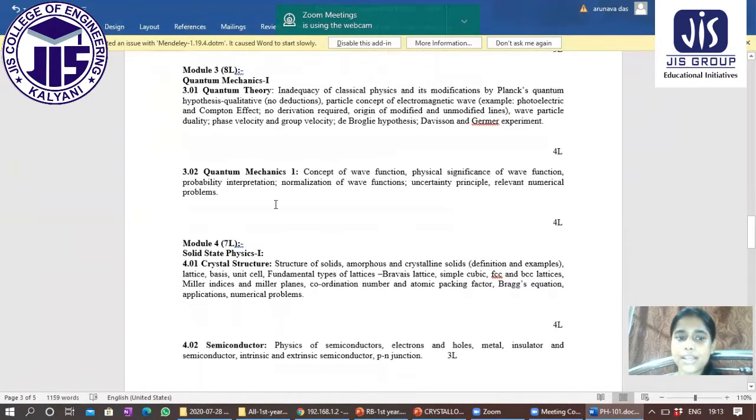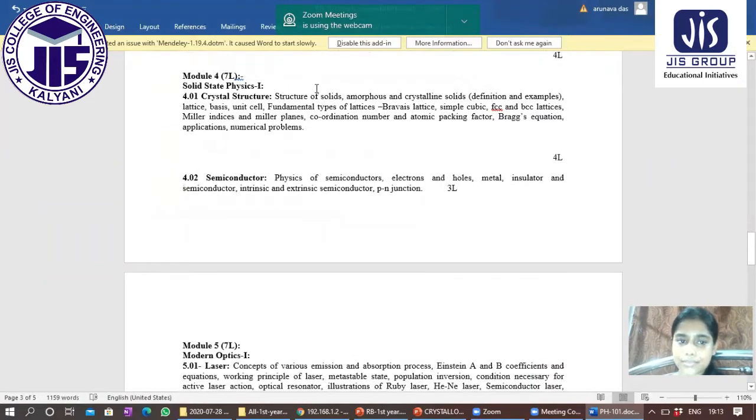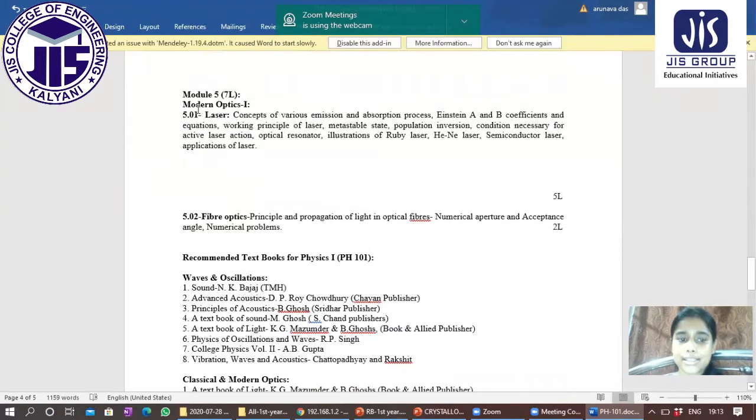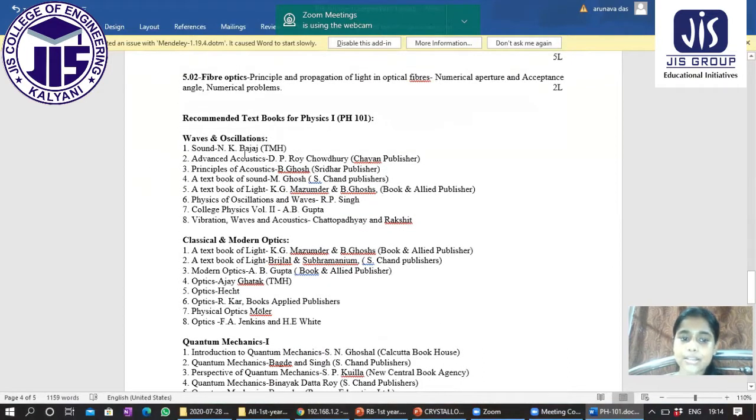In module 3, there is quantum mechanics 1, where we'll discuss quantum theory and quantum mechanics. In module 4, there is solid state physics 1, where we'll discuss crystal structure and semiconductors. And in the last module, module 5, we'll discuss modern optics, where there is laser and fiber optics. So this is your syllabus and these are some books which are recommended for all of you.